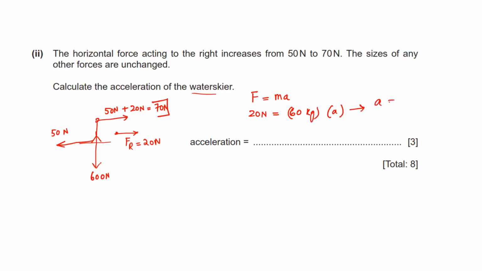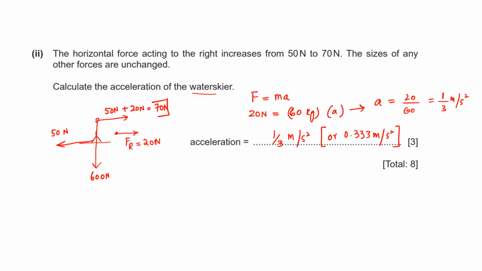So acceleration will be simply 20 divided by 60, and this comes out to be 1 by 3 meters per second square. Or you can always say acceleration 1 by 3 meters per second square, or 0.333 meters per second square. Any of these values will give you the right answer to this question.